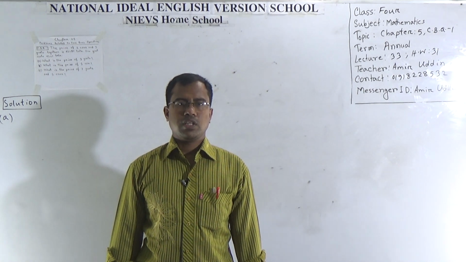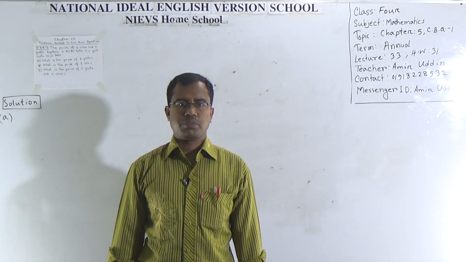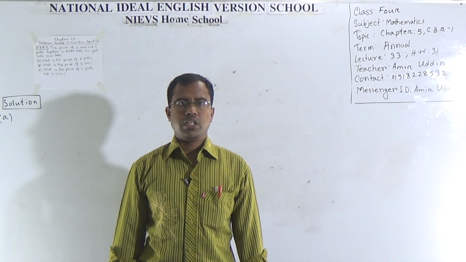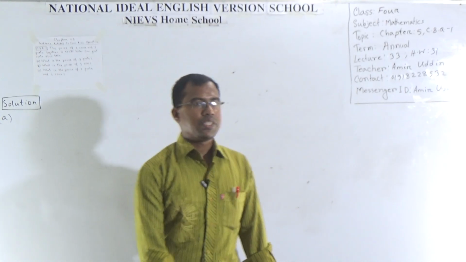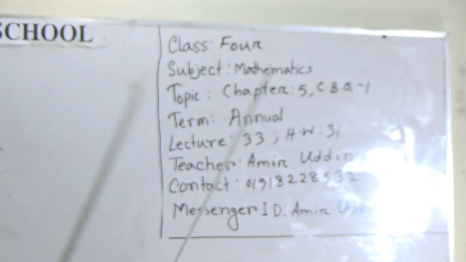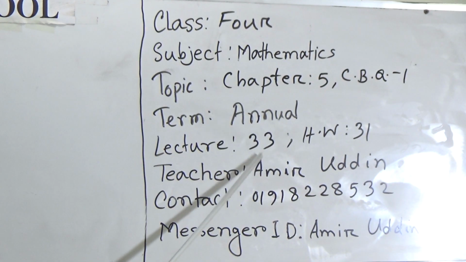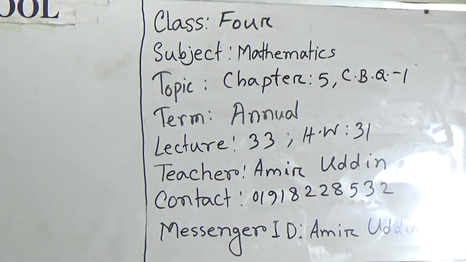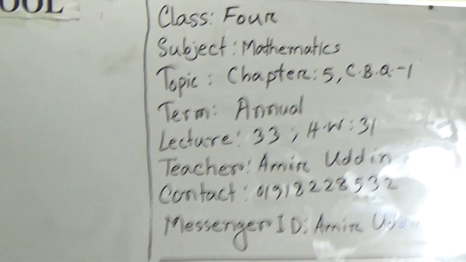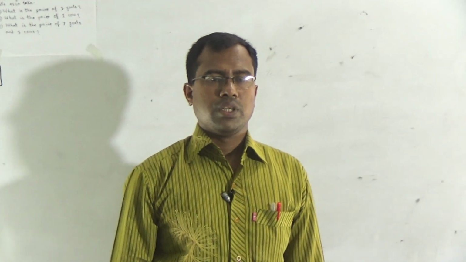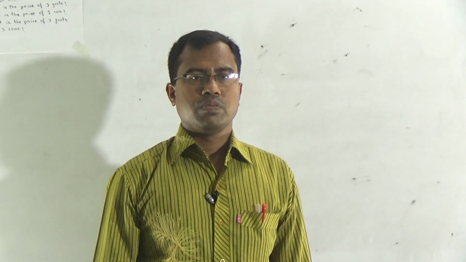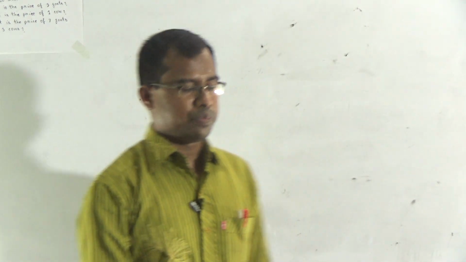This is Amir Uddin, Assistant Teacher of Mathematics, Day Shift. Today I am going to take a math class for the students of class 4. Our today's topic is Chapter 5 C.B.Q-1, lesson number 33 and HW number 31. In this class, we will solve CBQ number 1. We have already had a few classes related to this topic. This is a repeated class for you.